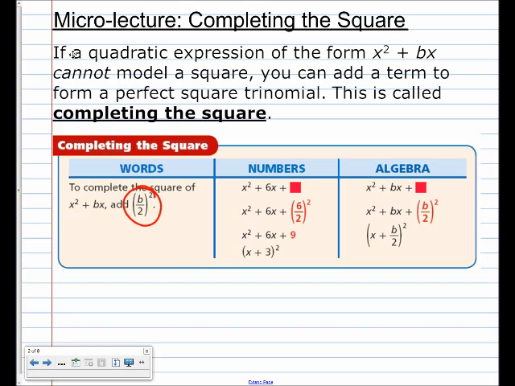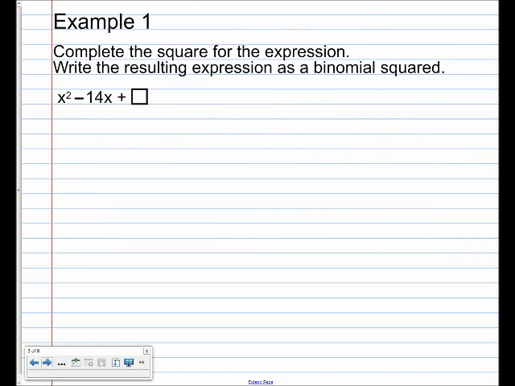So yesterday we mentioned standard form, which was ax squared plus bx plus c. So we're always going to look at the number in front of that x, our b value, divide that by 2, square it, and that is how we're going to complete the square. So a few examples here. So we'll start with this one.